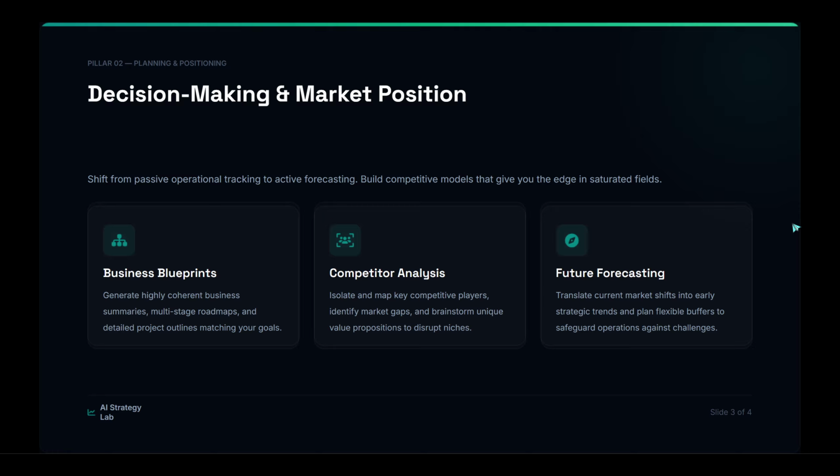Next, support decision-making and planning. Ask ChatGPT to produce a concise business plan or strategic outline, including market context, positioning, value proposition, revenue model, and key risks. Explore competitor comparisons and market positioning ideas, and request advantages, gaps, and differentiation angles.